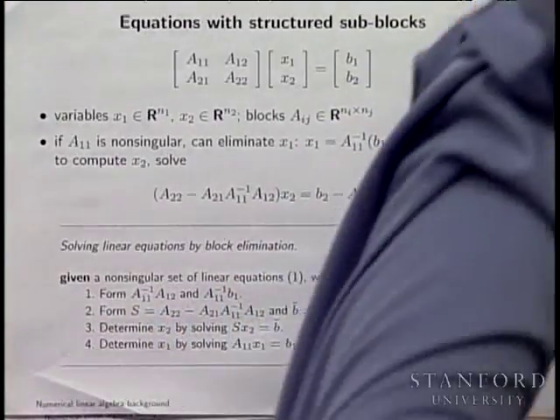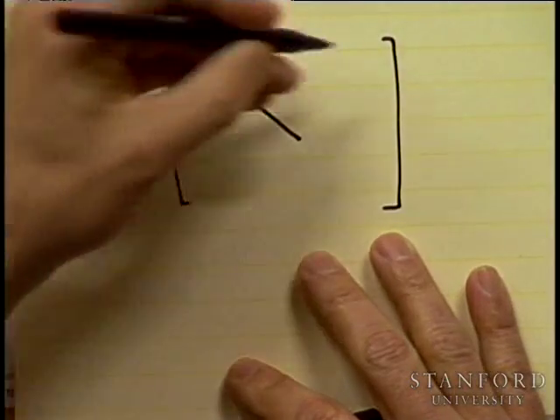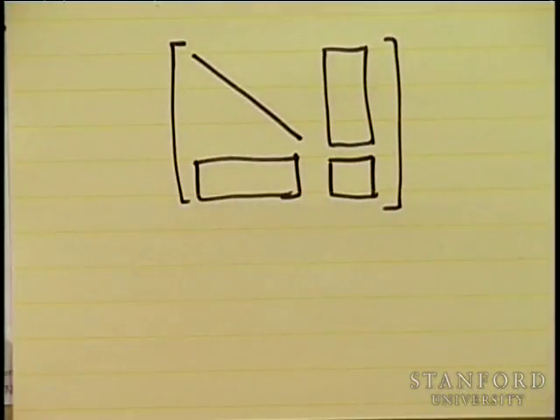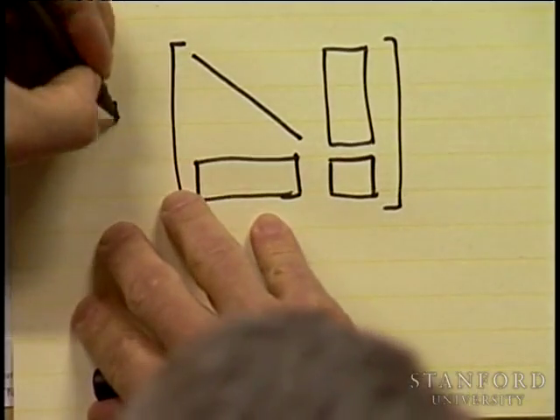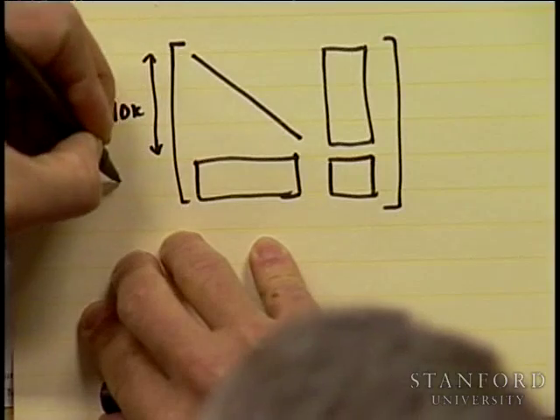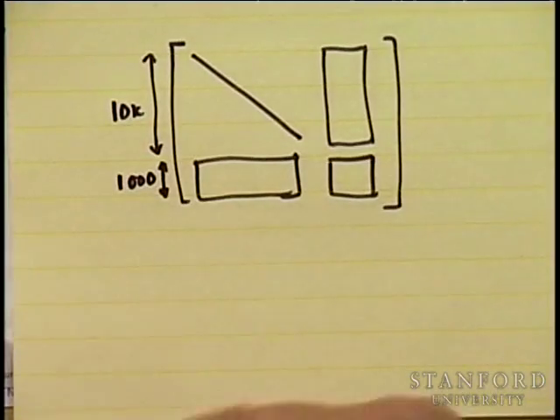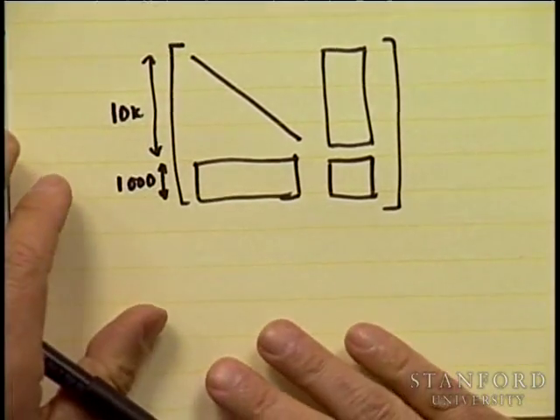Here's an example. We'll do a couple of examples, because they're very, very important. If A11 is diagonal, that means your matrix looks like this. I'm just going to draw a pattern like that. If it looks like that, then you're going to do unbelievably well. And here's why. Let's put some numbers on here. Let's put 10,000 here, and let's put 1,000 here. You're going to do really, really well.